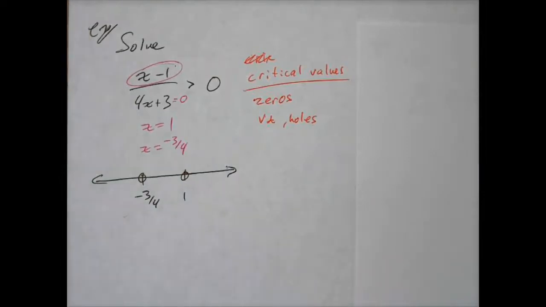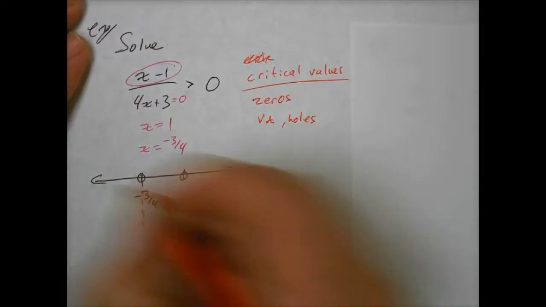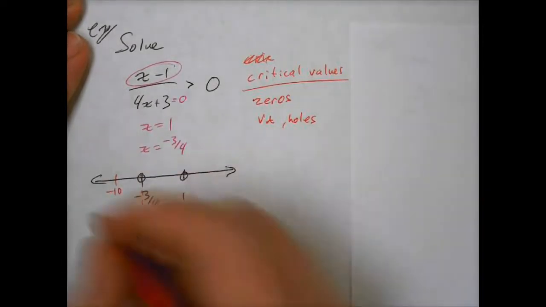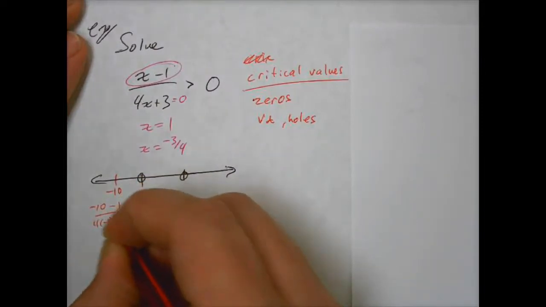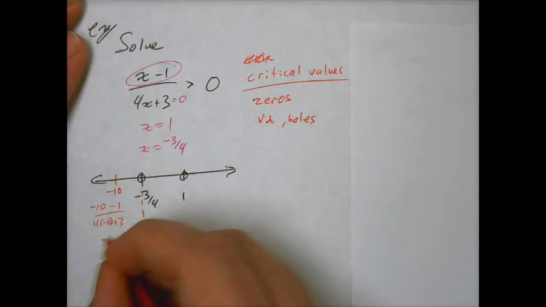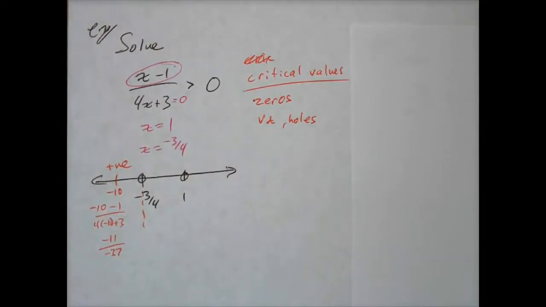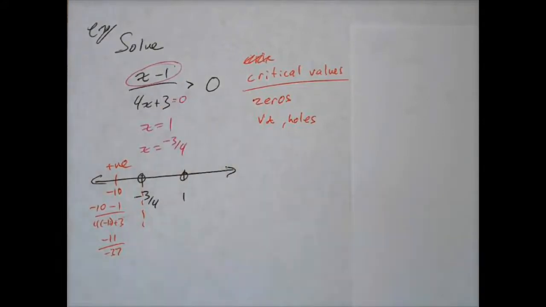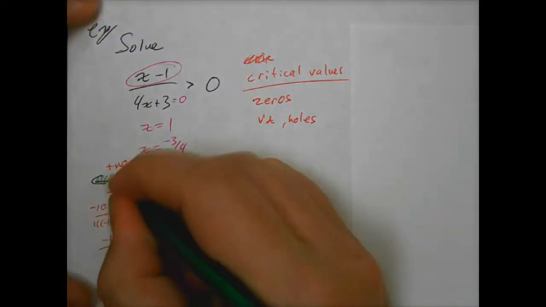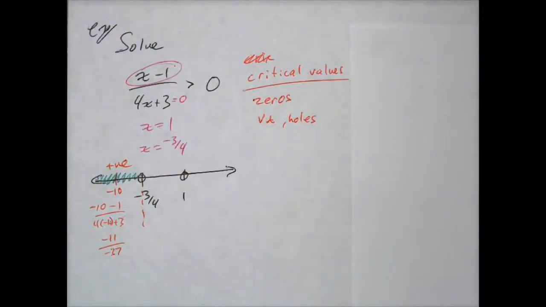So we can check around these numbers and see whether we are greater or less than 0 if I plug in a solution. Say I choose negative 10. If I put negative 10 into our function, we would have negative 10 minus 1 over 4 times negative 10 plus 3. I would have negative 11 over negative 37, which would come out a positive number. Remember, plus VE is my shorthand for positive. That's all I care about. In relationship to 0, positive numbers are greater than 0. So I know this is a good interval right here. It came out positive, my function is greater than 0, and I want numbers greater than 0.